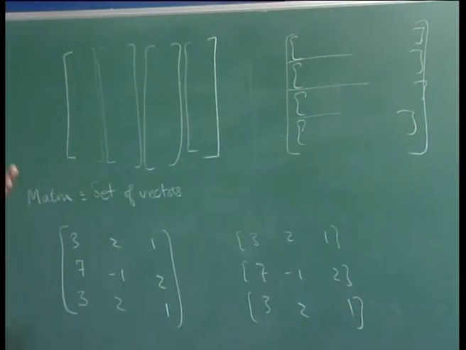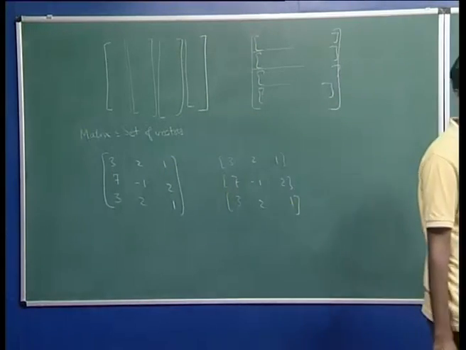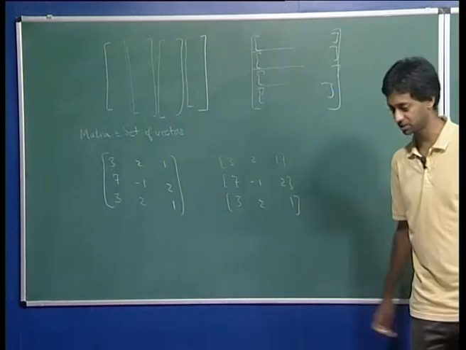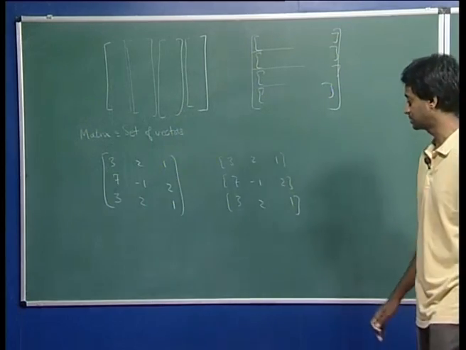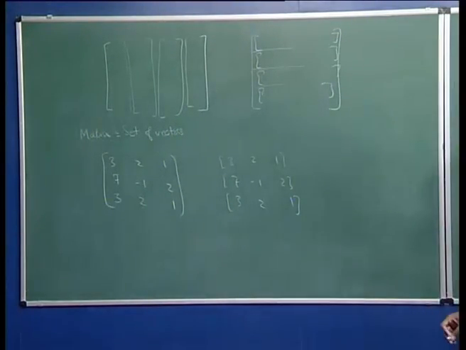Okay. And now that you have these 3 vectors, you can ask questions about the relation between these vectors. In particular, one question that will be relevant is whether these vectors are linearly independent or they are linearly dependent. So, for example, if you take these 3 vectors, are they linearly independent or are they linearly dependent?